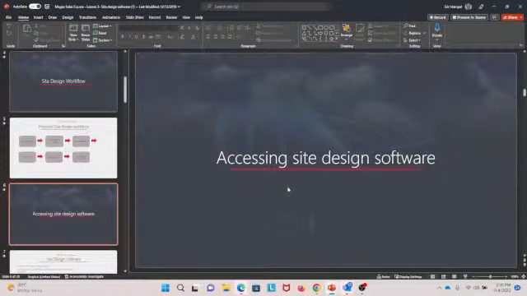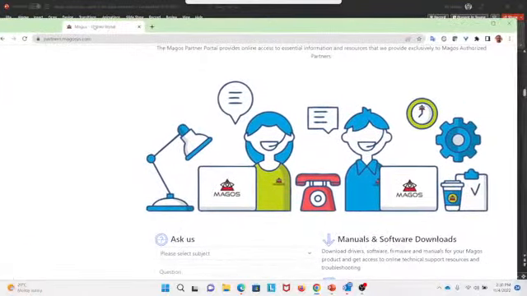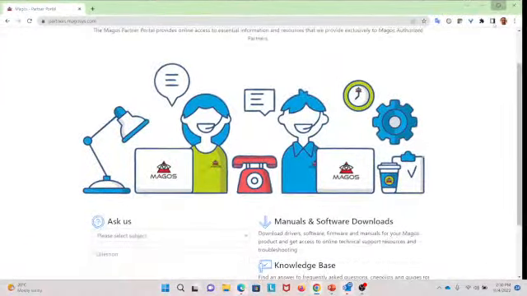Next, accessing the design software. So let's do this. Wait, I need to pull this one down here. So here is our partner portal.